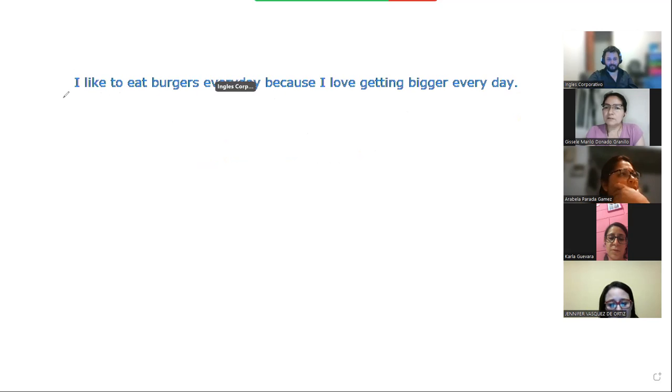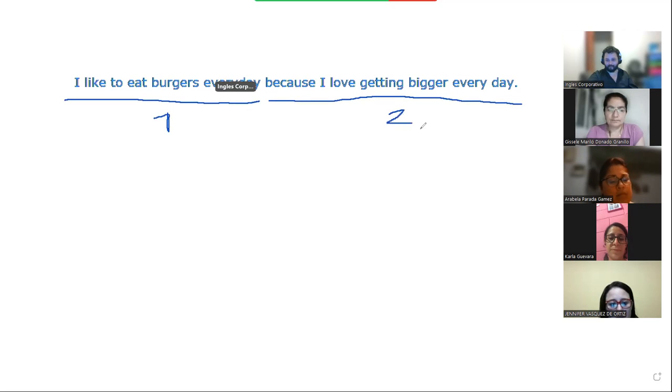Very good. I like to eat burgers every day, right? This is number one. And because I love getting bigger every day, right? This is number two, okay? So which one is dependent? Dependent: because I love getting bigger every day. Very good, okay, so this one is dependent, right?